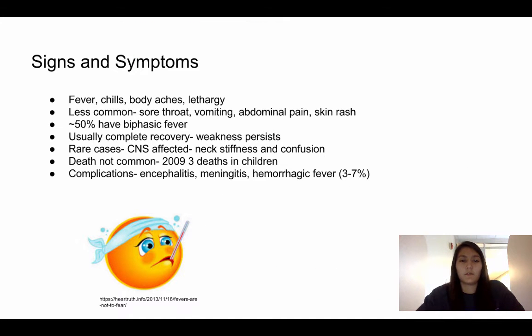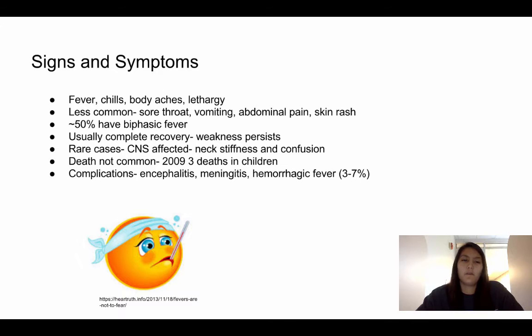So signs and symptoms, you'll usually see fever, chills, body aches, general feeling of lethargy, just really tired, and stuff like that. Less common symptoms include sore throat, vomiting, abdominal pain, and skin rash.